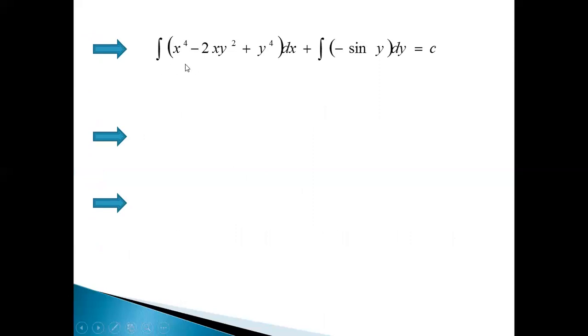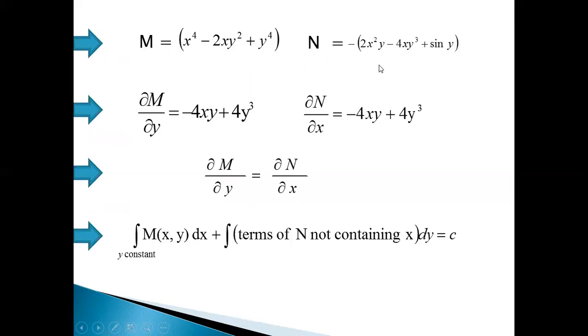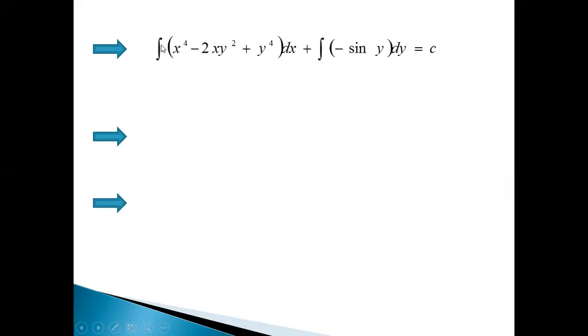So here the integration of m, this is the whole m, and here only sin y, because in n there is only one such term. If we open the bracket, plus minus minus, there is only one term sign-wise. In the third term there is no x, so we just keep sin y. So the integral of m dx plus the terms of n not containing x with respect to dy is equal to c.